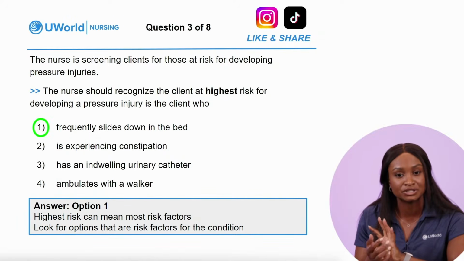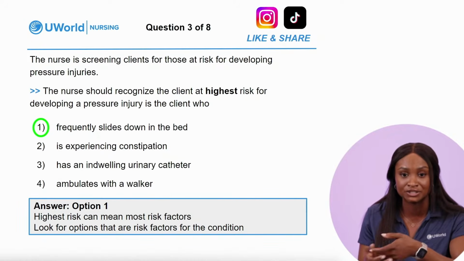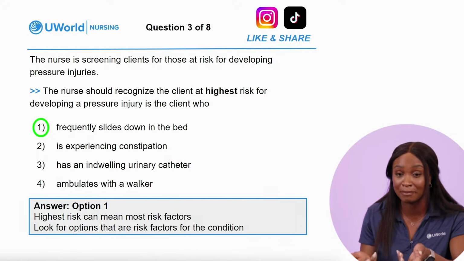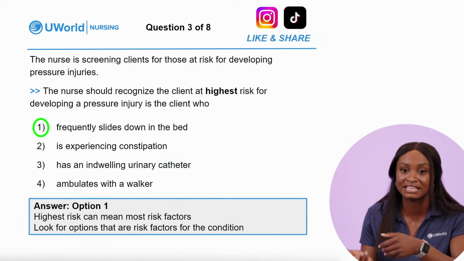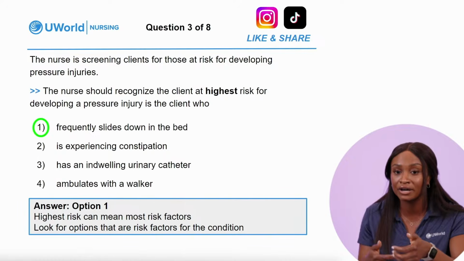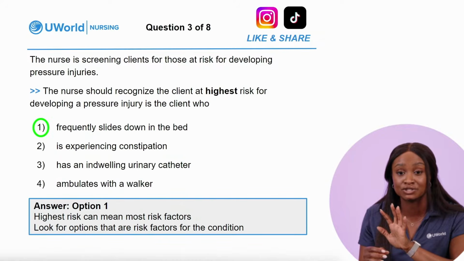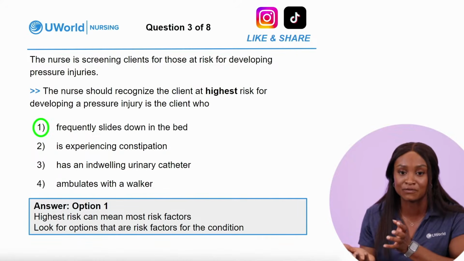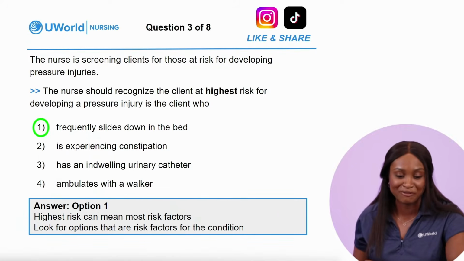All the other options, options 2, 3, and 4, these indirectly can maybe cause a pressure injury. If they're constipated, they're maybe not mobilizing as well, so they might be not moving as much, but we don't know fully with that case. Same with the indwelling urinary catheter. They might be not getting up to go to the bathroom as much. So it could, but not necessarily in this case with all the information that we have. The only one that is right out is option 1 with the frequently sliding down in bed. And obviously option 4, if they're walking around, they're probably the least likely to get a pressure ulcer.